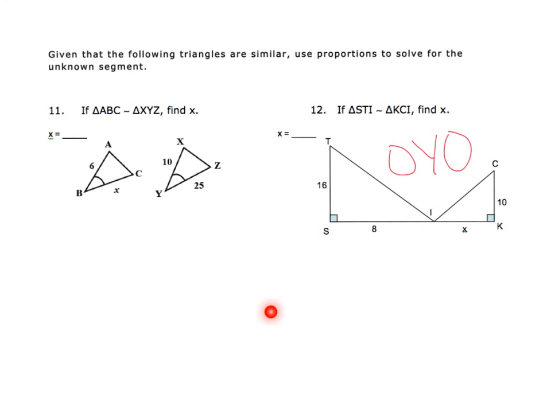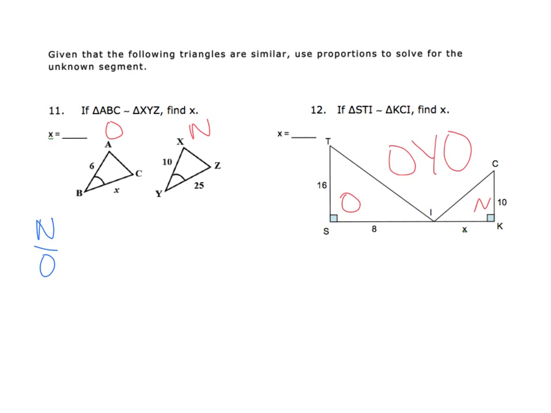All right, now let's switch it up a little bit. Given that the following triangles are similar, so we're telling you that these two triangles are similar, use proportions to solve for the unknown segment. So if triangle ABC is similar to triangle XYZ, find x. So they've already gave me the hint. We're going to be using proportions here. Now your proportions are going to be set up like those scale factors, new over old. So that's old, that's new. So when you get to this one over here, that's old, that's new.